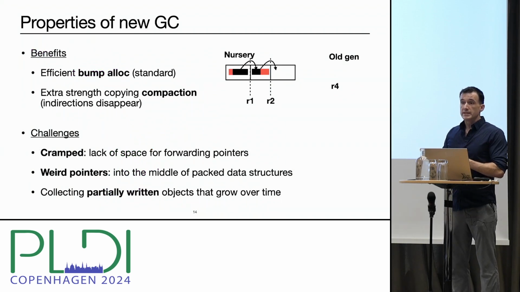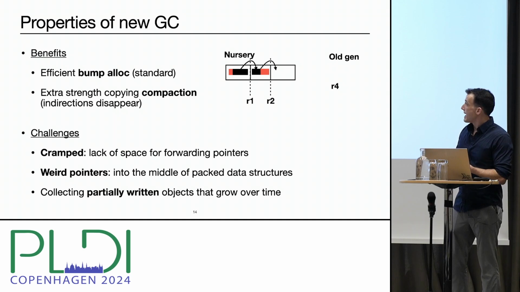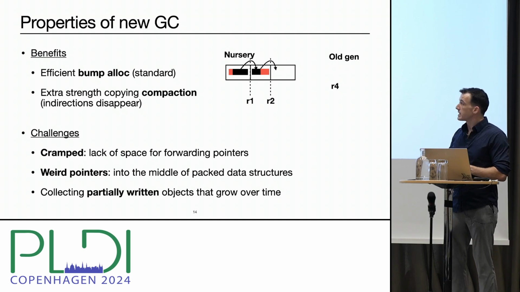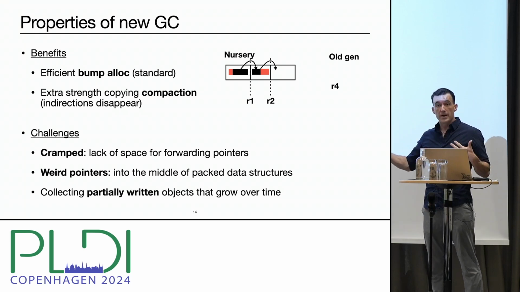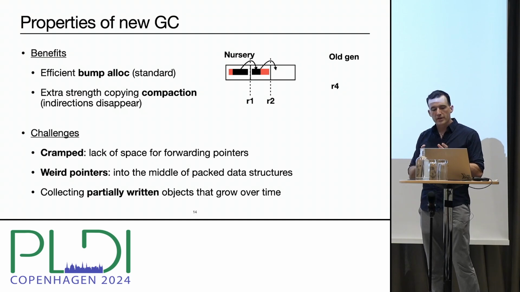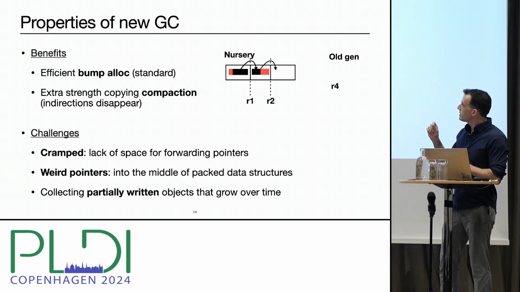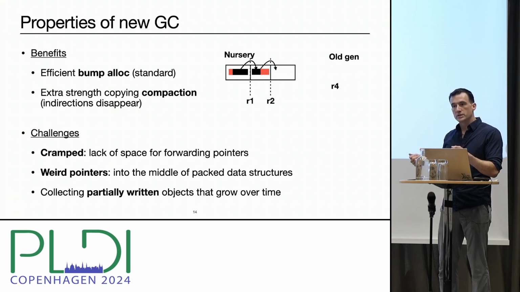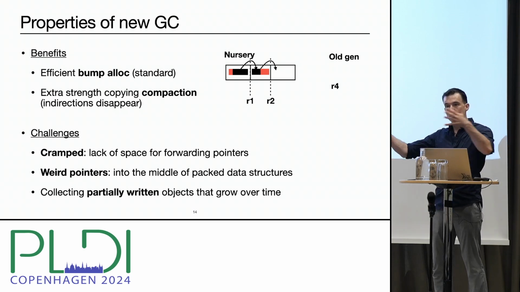The upshot of all this is that our new collector has a number of unique benefits here. It's got the old standard benefit of efficient bump allocation in the nursery that everybody would expect. But it's also got this kind of extra strength benefit of compaction. So it's not just the normal locality principle of copying collection where we put objects close to each other.